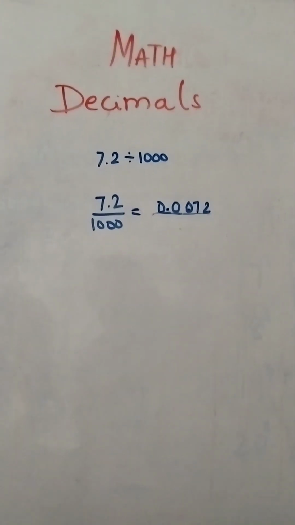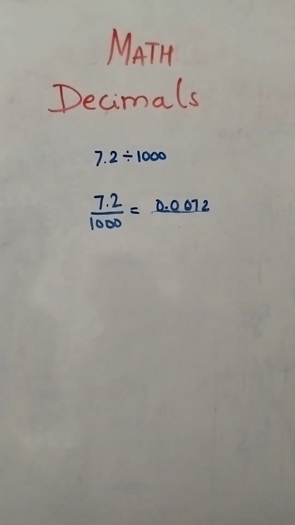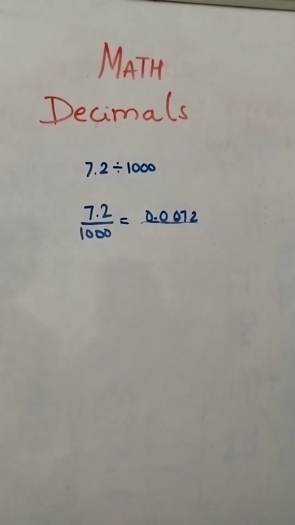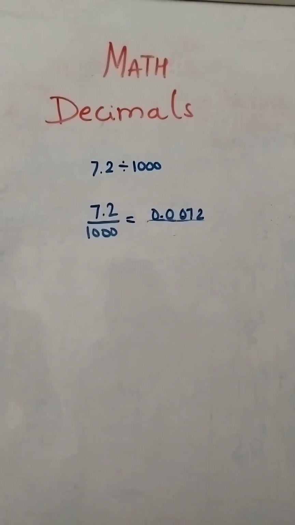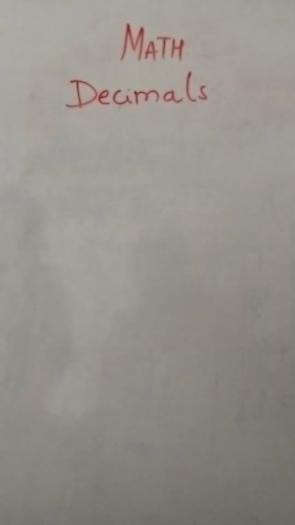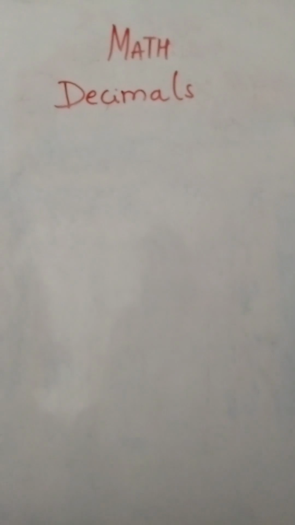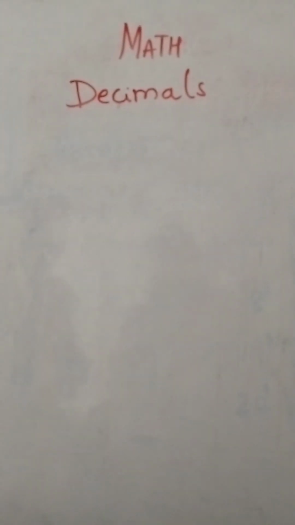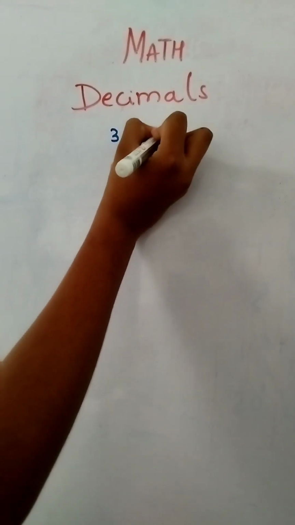Okay, so now that we've understood how to divide decimals using powers of 10, let's see how to divide a decimal number with a decimal. So let's take the example of 3.6 divided by 0.12.